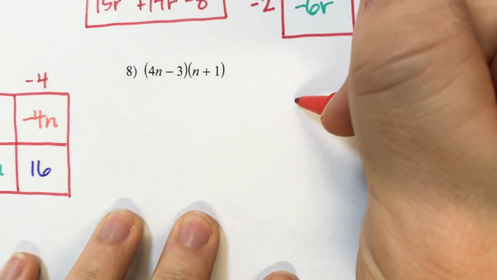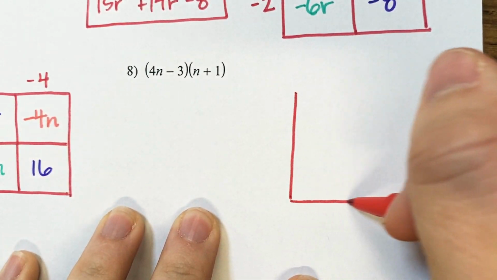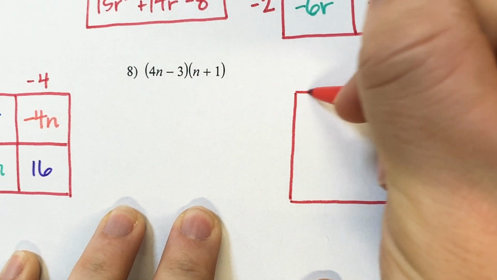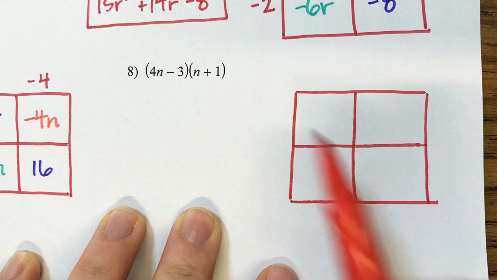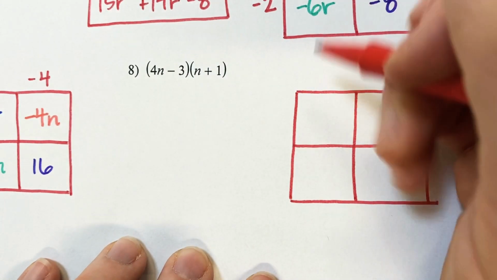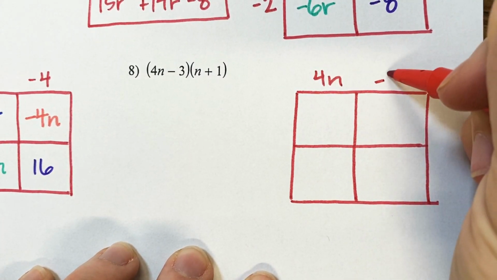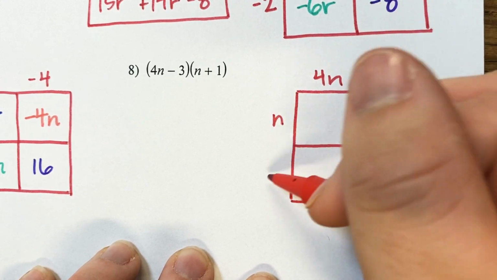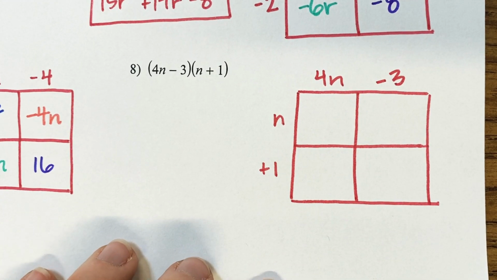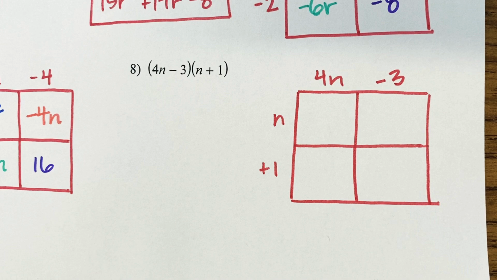Okay, let's do one more. So draw your box with the 4 squares. Okay, let's put our first binomial on top. So we have 4n minus 3, and then our next binomial down the side, n plus 1.